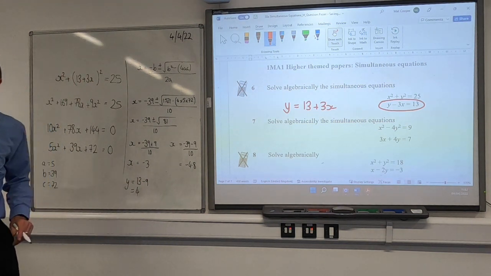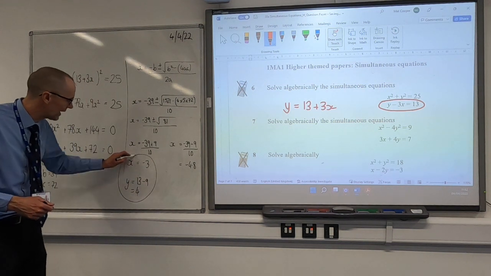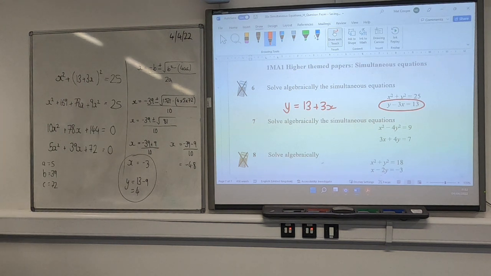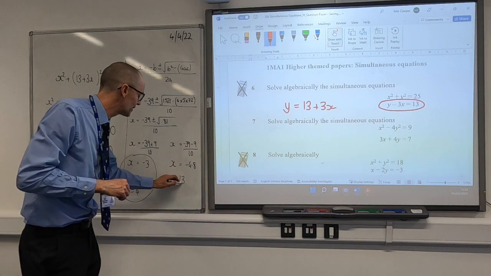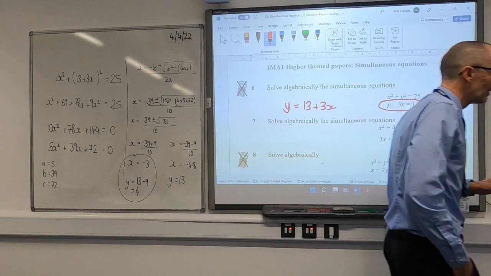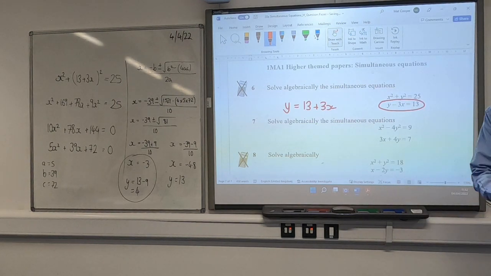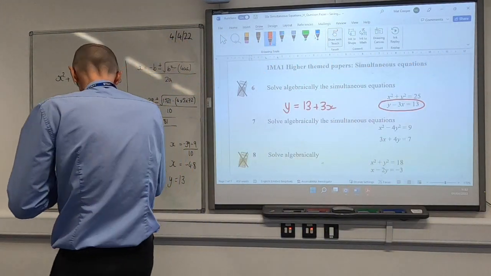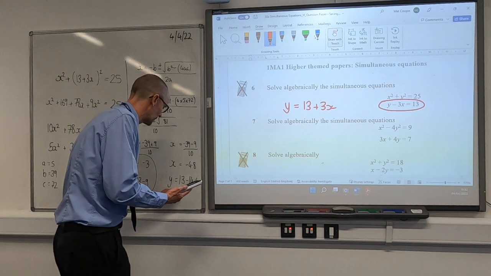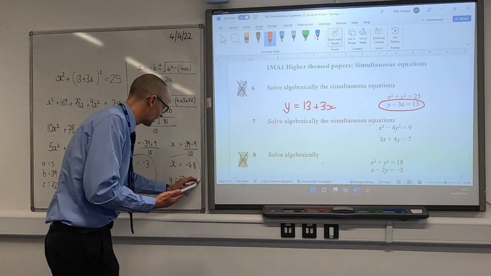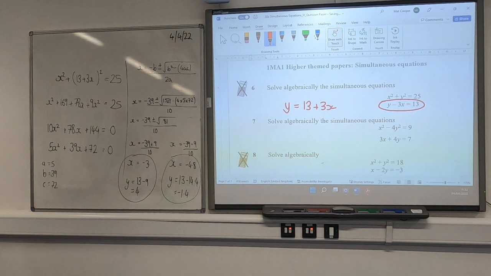How many marks is that? Be a lot. So that's one pair of values. x is minus 3, y is 4. Important that you make it clear those two are together. And then if x is minus 4.8, y will be 13 minus 3 lots of 4.8. So that's 13 minus 14.4, which is minus 1.4. That's another pair of values.